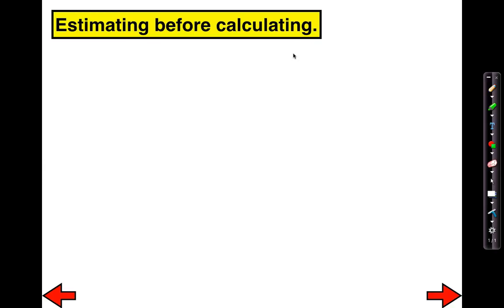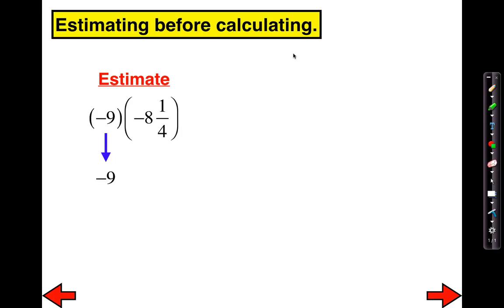Now, let's go ahead and practice estimating before we actually start calculating. So here, what is -9 times -8 and 1/4? Well, I imagine -9 is -9, and -8 and 1/4 is about -8. So I'm going to expect my answer to be around 72 approximately.